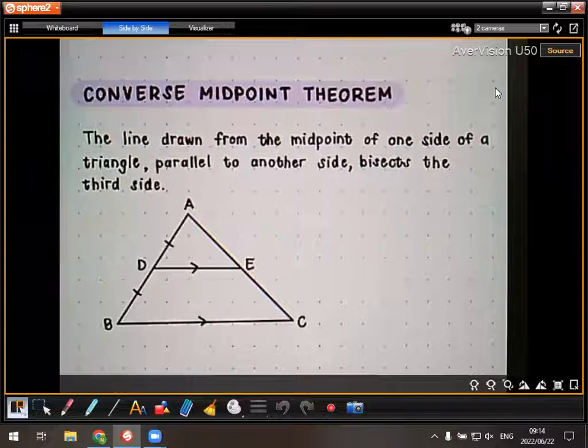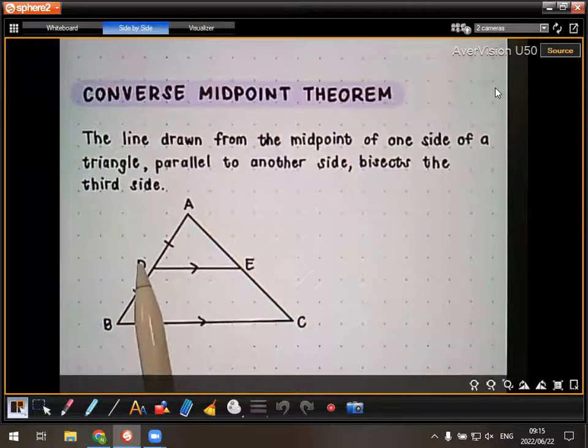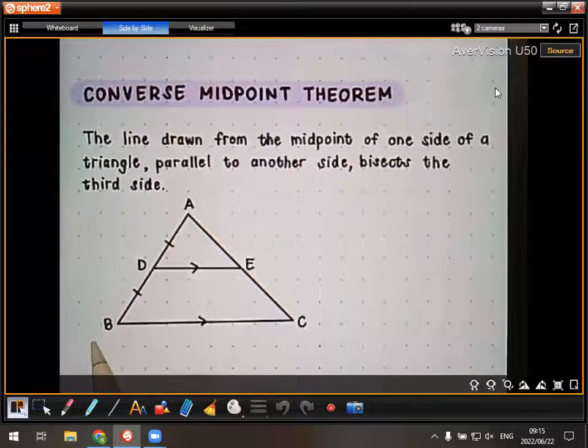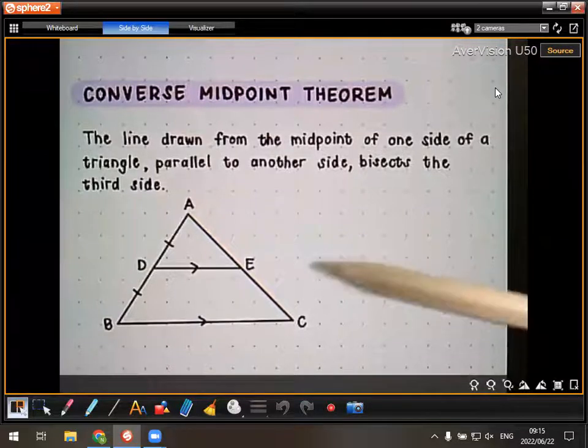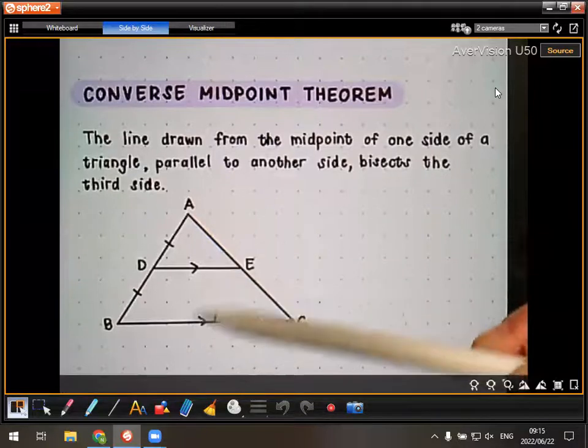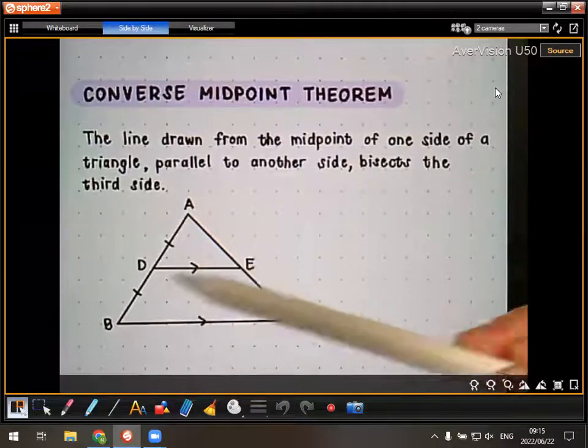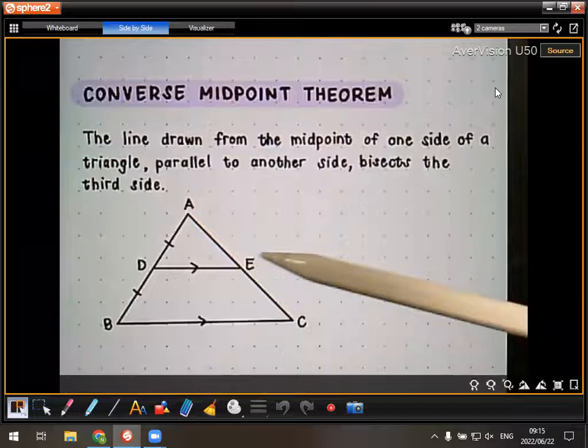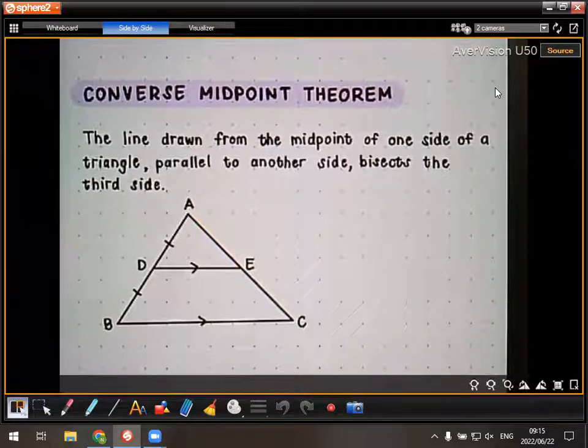The converse midpoint theorem says if you have a line going from the midpoint of one side, so we can see from this picture, do we all agree that D is the midpoint of AB? Because it's showing here that AD is equal to BD. So we have a line going from the midpoint of one side, but then it's also parallel to another side, the second side. Then this line is actually going to the midpoint of the third side as well.